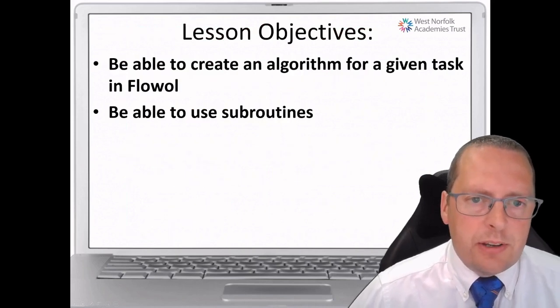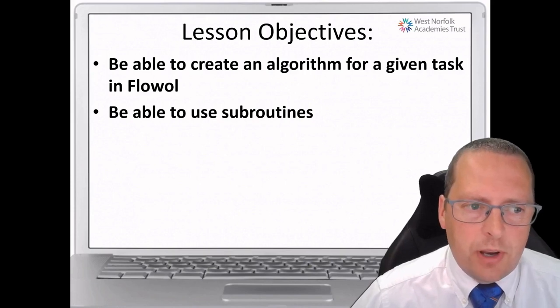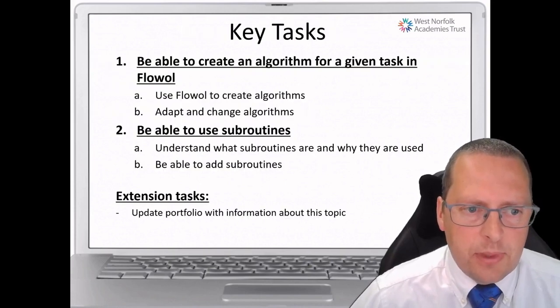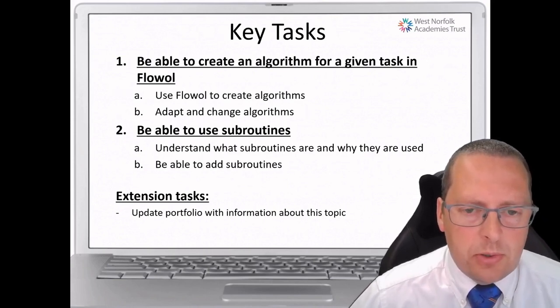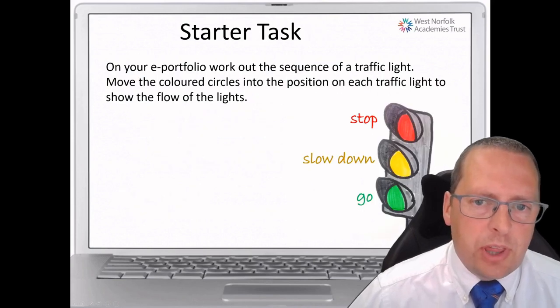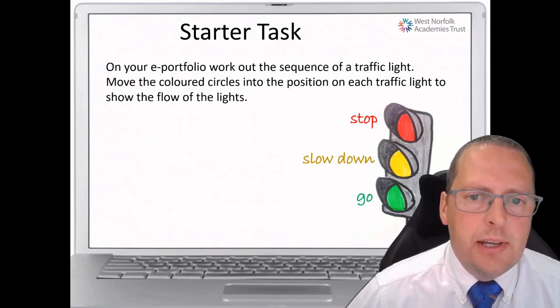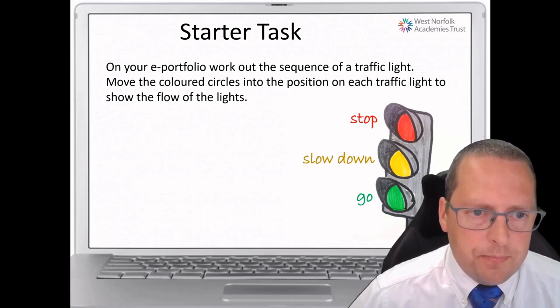Right, moving on with Flowol. So we're going to create an algorithm for a given task today in Flowol, and possibly move on to subroutines. So I'll show you how to use Flowol today, show you how to create something called mimics and how to draw a flowchart in there to get your mimics to work. Before we move on with that, we're going to think about traffic lights and the sequence of traffic lights, what order the lights turn on and off.